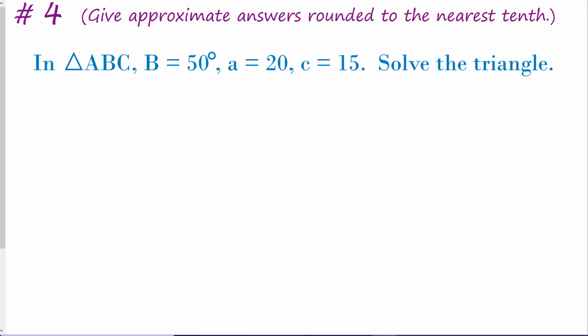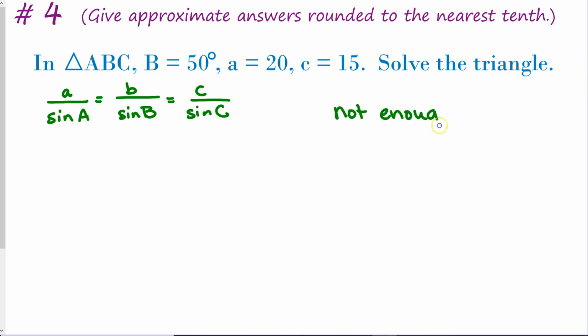Number 4. Okay, suppose we know angle B, we know side A, and we know side C. Solve the triangle. Well, we have a problem with this one too, because in order to use the law of sines, you would have to know A and A, or B and B, or C and C. We don't have enough information, so we can't solve the triangle. Sorry, if you were hoping that would take longer, it didn't.